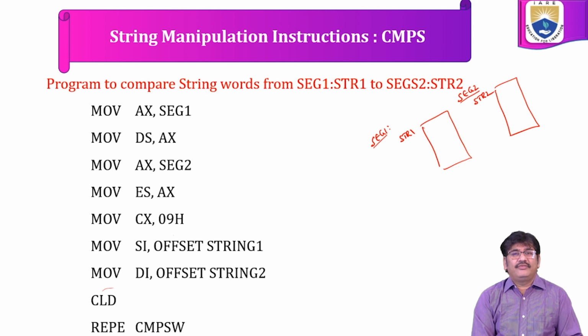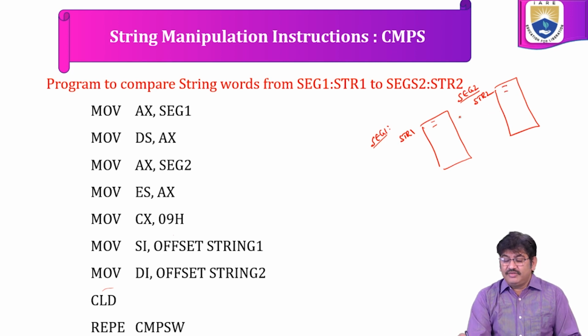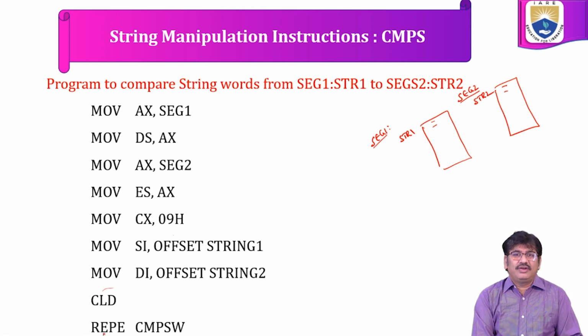Then the comparison will be done for these strings by using the instruction CMPSW, because here we are considering string words. When we use CMPSW, it will check the first string byte of the source string with the destination string. The comparison takes place if the first elements are equal. So for that we are going to use a prefix, that is repeat if equal.